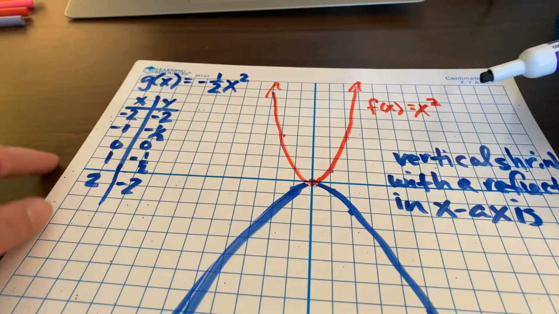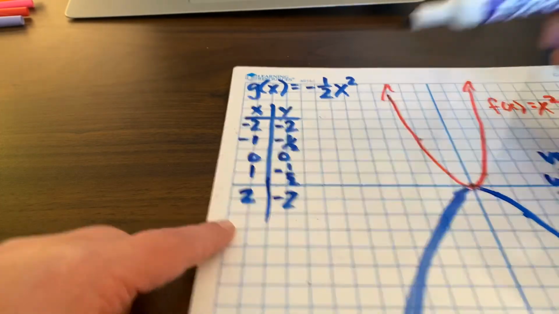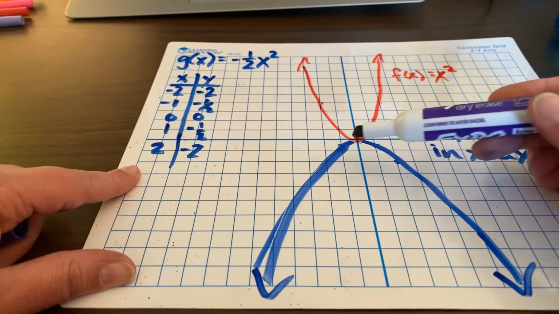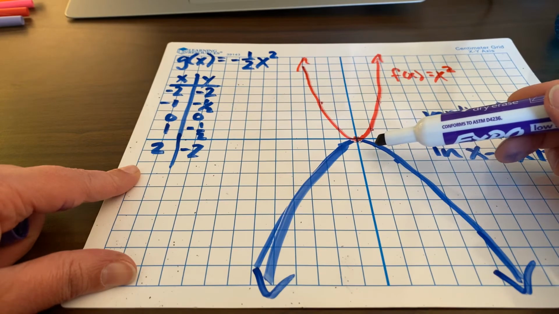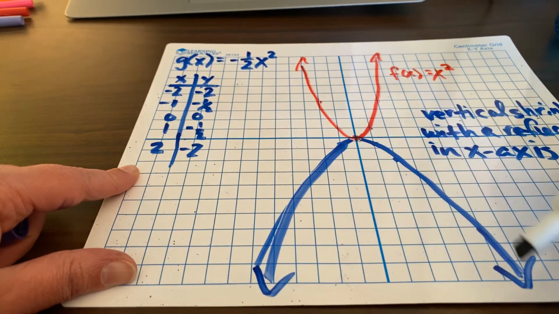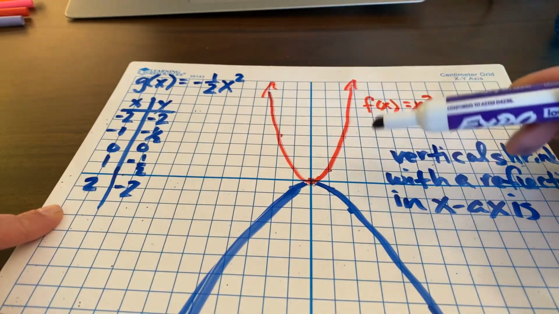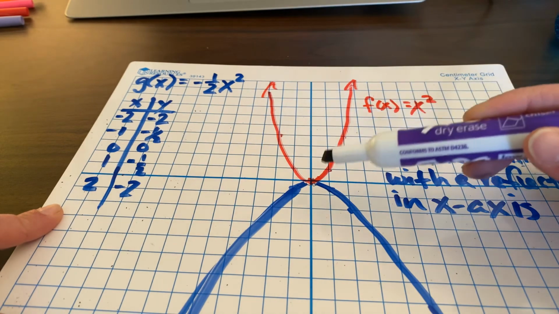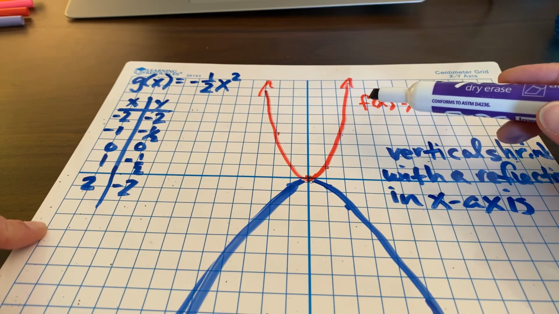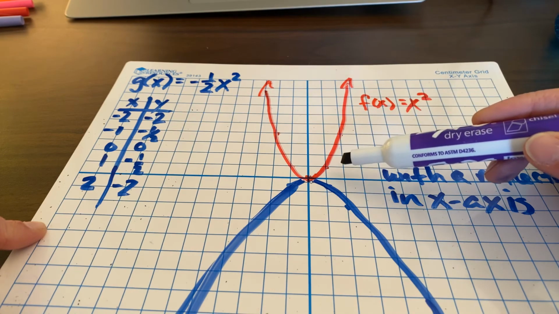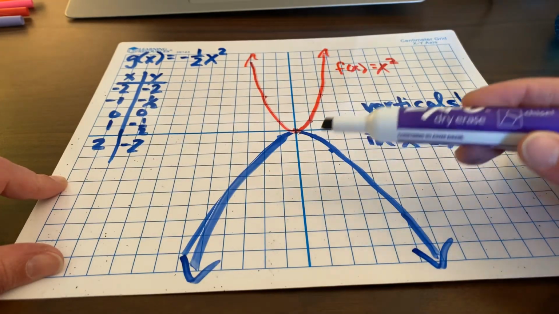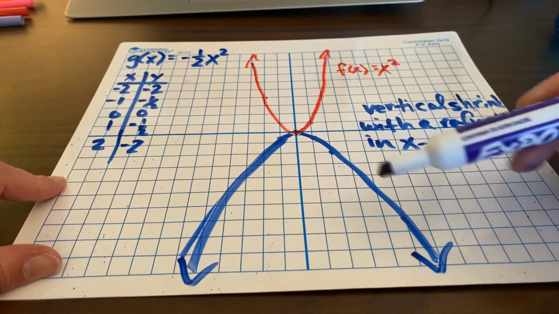Not today though. So the negative 1/2 means it opens down. And so I plot these points, right? -2, -2, -1, -1/2, 0, 0, 1, negative 1/2, and then 2, -2. And I connect those with a smooth curve. And then I also graph the y equals x squared with the same points that I had previously, right? And then I ask myself, how does this compare to this? You can see it's flipped over the x-axis and it's fatter.